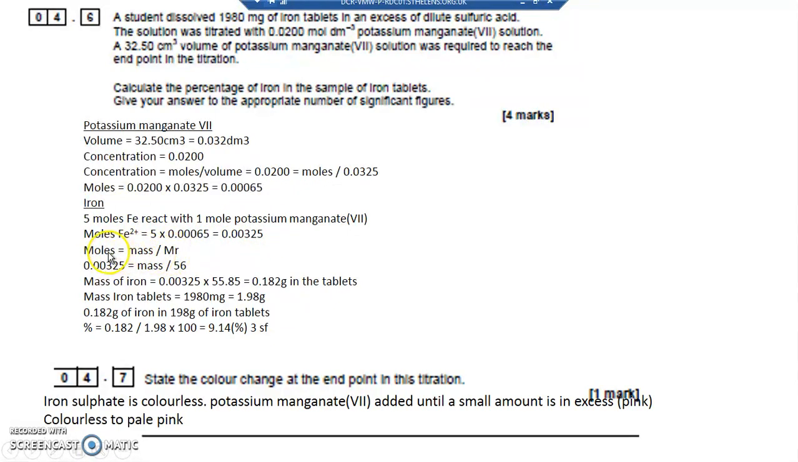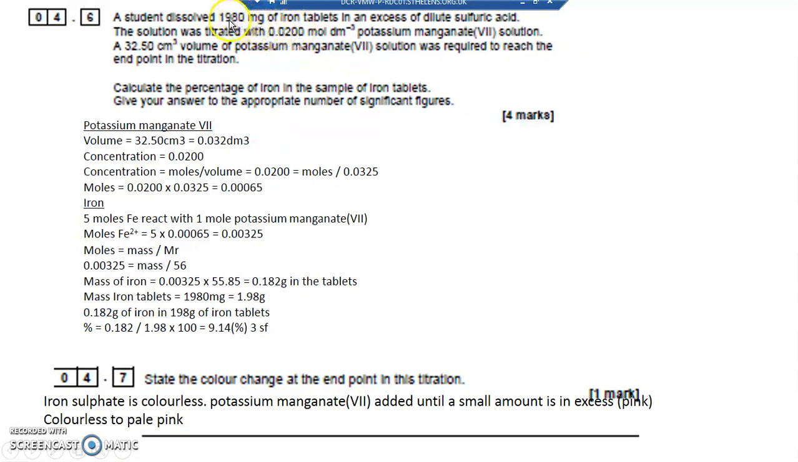I know the MR of the iron, so moles is mass divided by MR. I can now get mass, because I've got moles. I've actually made it slightly more accurate here, 55.85, but it doesn't really matter. The mass of the iron now is 56 multiplied by 0.0325, or 55.85 if you do it more accurately, which equals 0.182 grams of iron in the tablets. So that's how much iron is in the tablets.